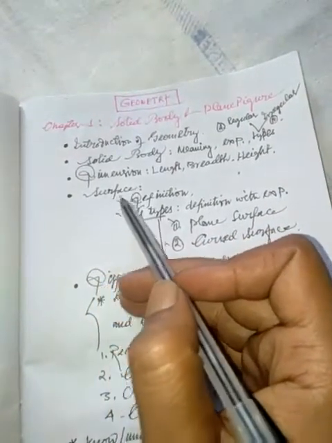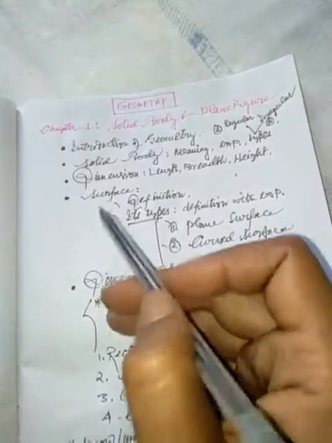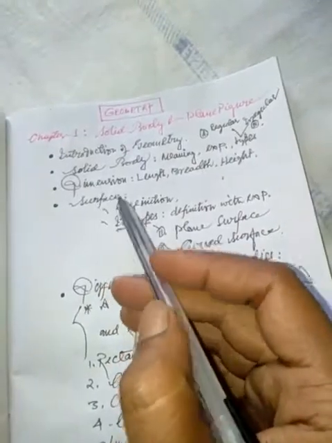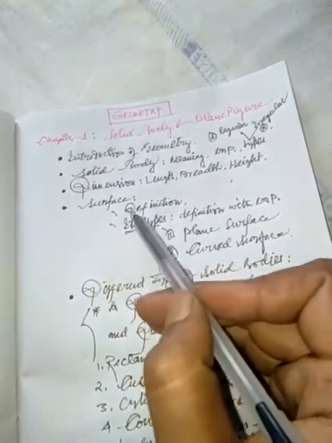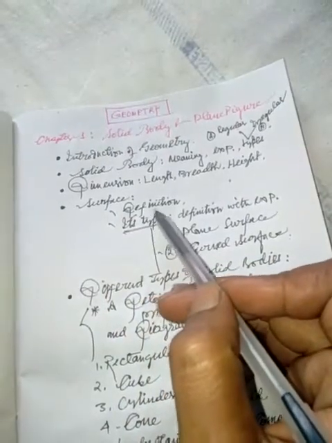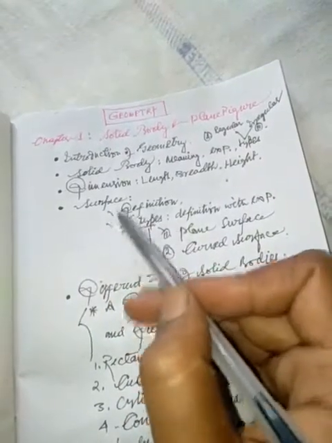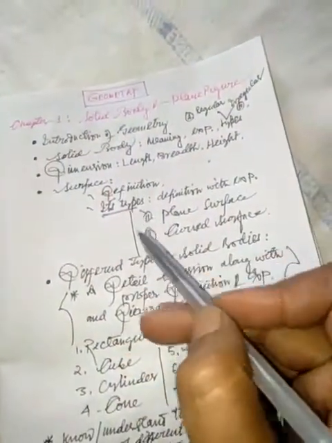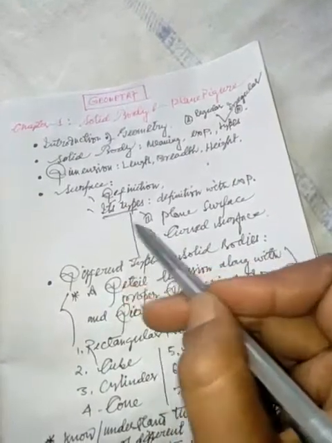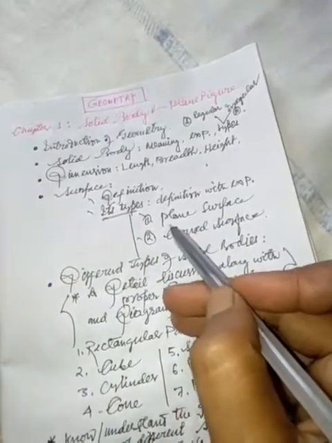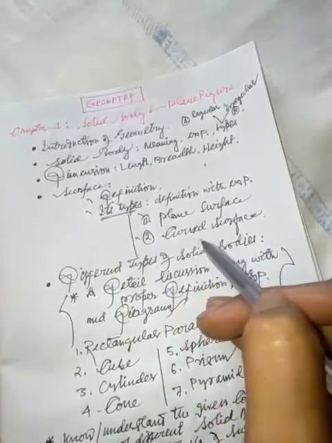Now I'm coming to the surface. So surface is very important for the first chapter. First we have to know what is the meaning or definition of surface and the classification of surface as well. So we can divide broadly the surface into two categories. Number one, plane surface, second one is the curved surface.